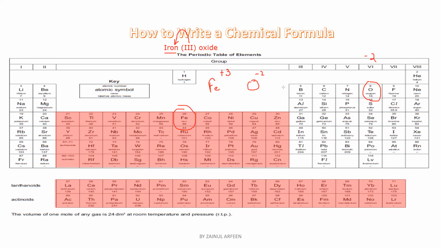It can be positive or negative, but because these are metals, and all metals have a positive charge, so it will be positive. Then we have to simplify. How to simplify? Take a simplest ratio, 3 is to 2. It cannot be further simplified. So what we do? We cross multiply. So when we cross multiply, it will be iron Fe2 and O3. So the formula for iron 3 oxide is Fe2O3. Is it clear?